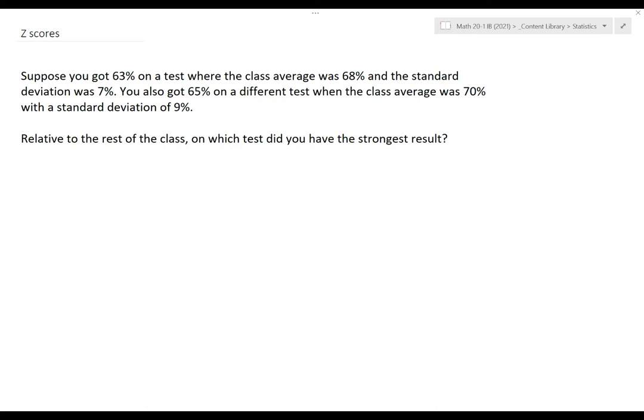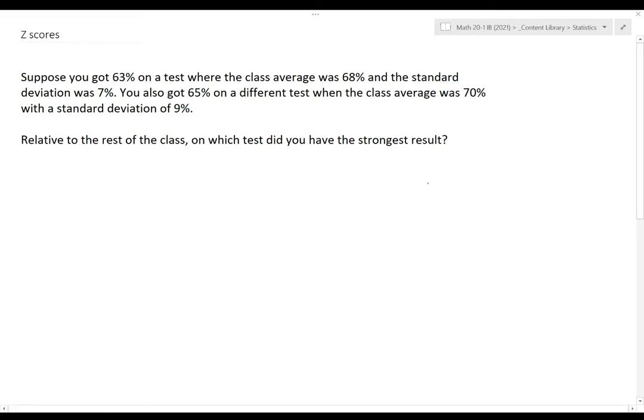Now, in each case, you got a little bit below the mean, but what we're looking to decide is, relative to the rest of the class, on which test did you have the strongest result? So it's not just about comparing it to the mean, it's also about comparing it with the standard deviation, and that's where z-scores come in.